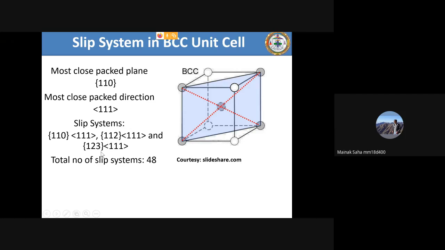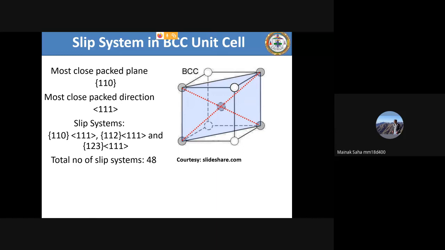So 12 plus 12 is 24. And here 123 is a very high index plane; these two are basically very high index planes. Now for 123, there are 6 into 4, that is 24 slip systems, possible with different combinations, permutations of these numbers. I made a small mistake: there are a total of 6 planes available, with 4 directions each, so 6 into 4 means 24 slip systems. 12 plus 24 is 36, and with the other 12 that is 48. Total 48 slip systems you have in BCC.